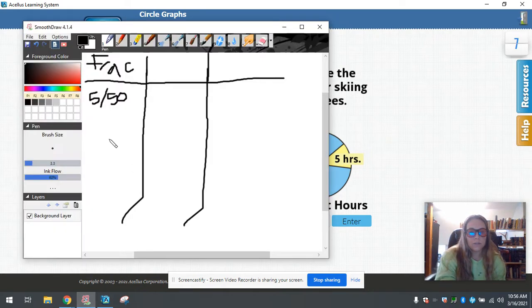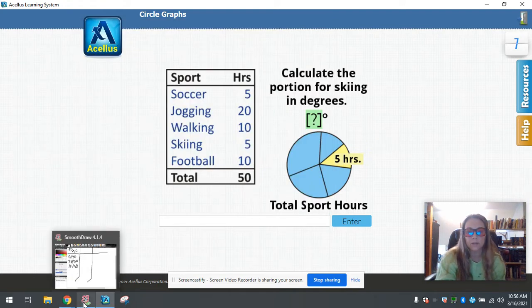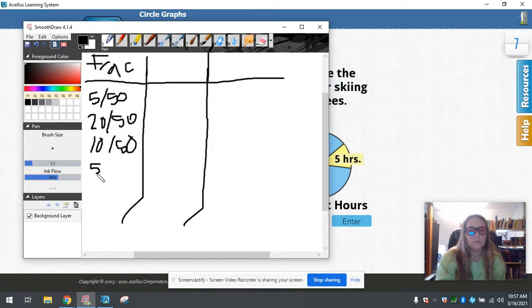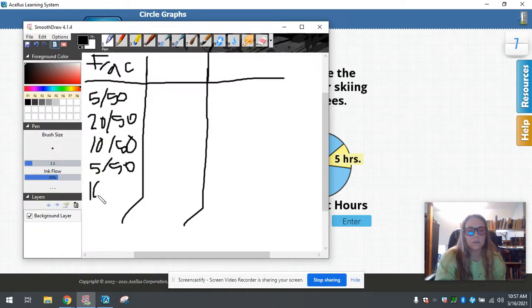Jogging was 20 out of 50. Walking, 10 out of 50. Ten out of the 50 total. Skiing was 5 out of the 50 total. Oh, not minutes, hours. Okay. And football, 10 out of the 50 hours.